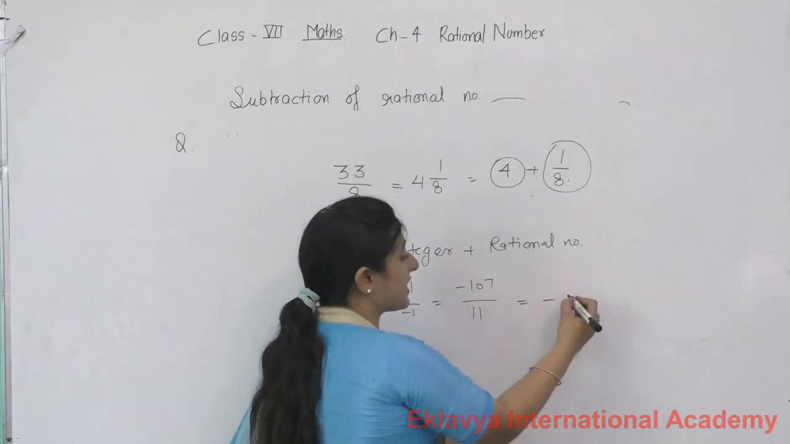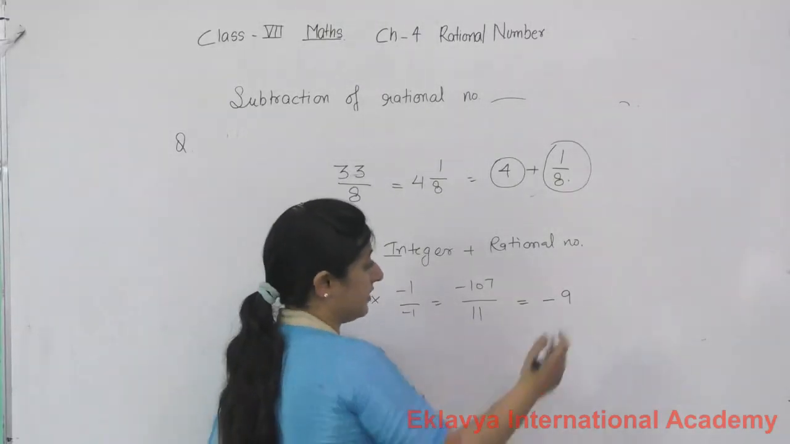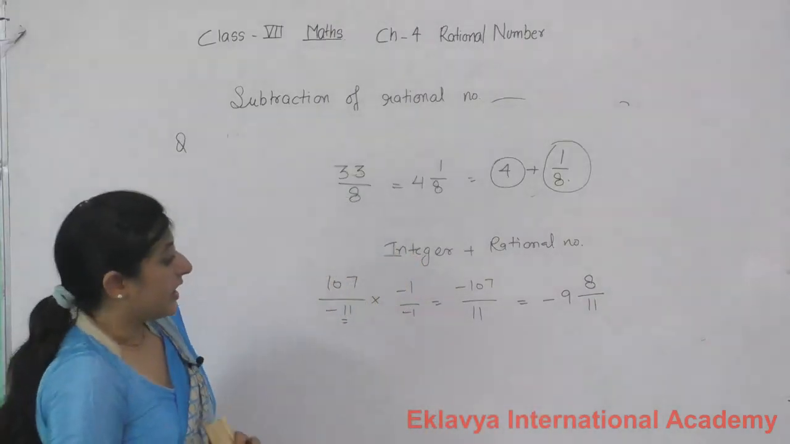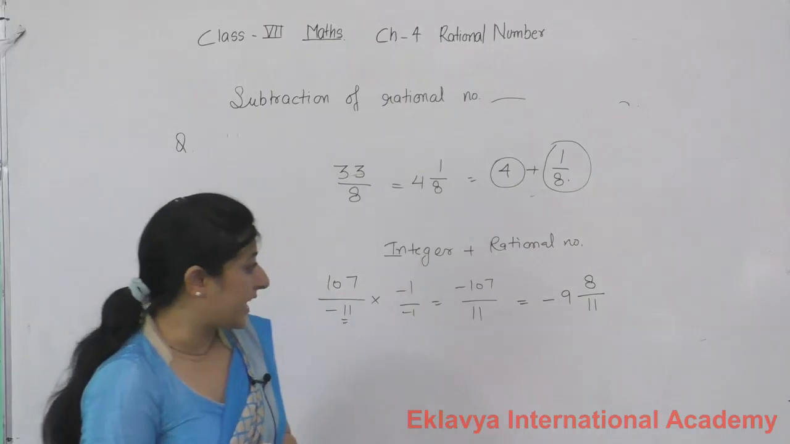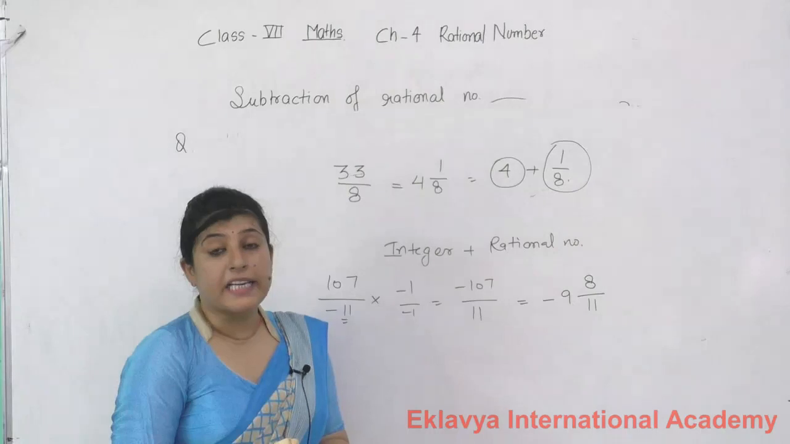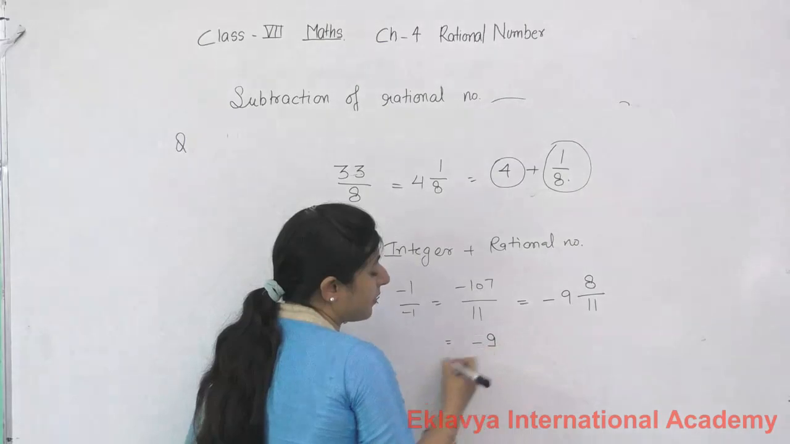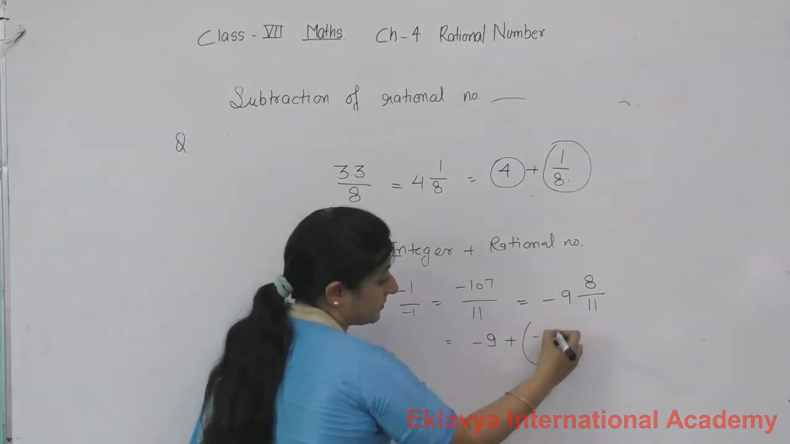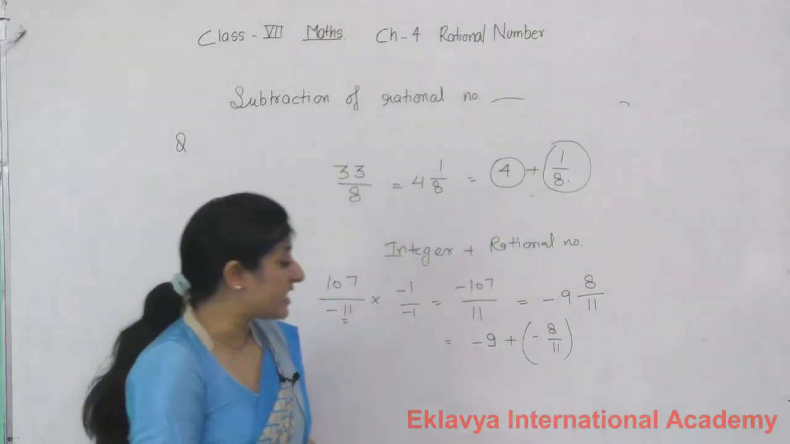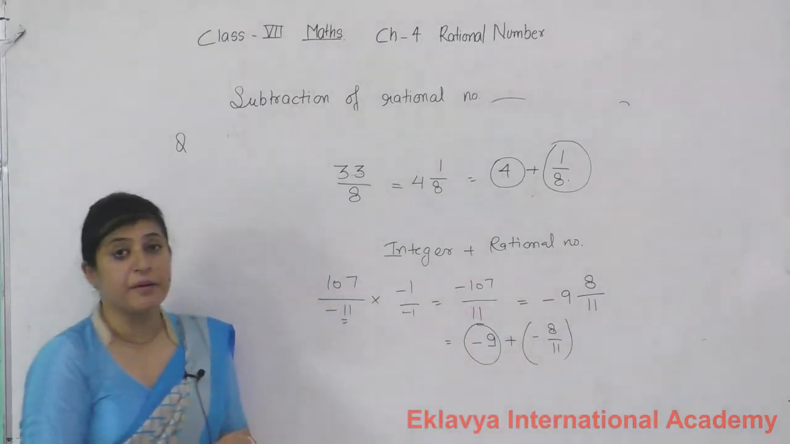Now change into the mixed form. 11 9s are 99, then the remaining 8 divided by 11. Is it right? 11 9s are 99, 99 and 8 make 107. So it is minus 9, 8 by 11. To change into the sum of an integer and a rational number, the integer is minus 9 and the rational number is minus 8 by 11.